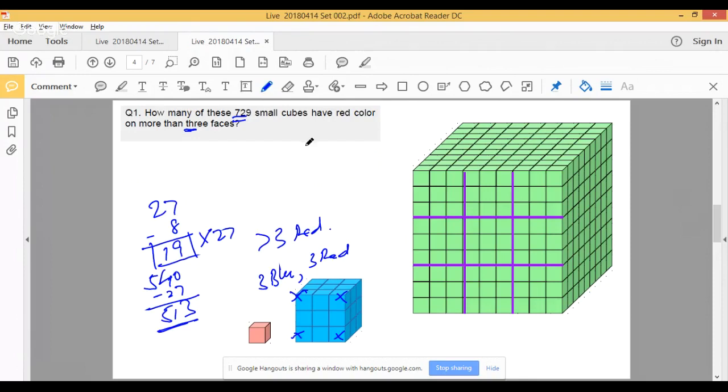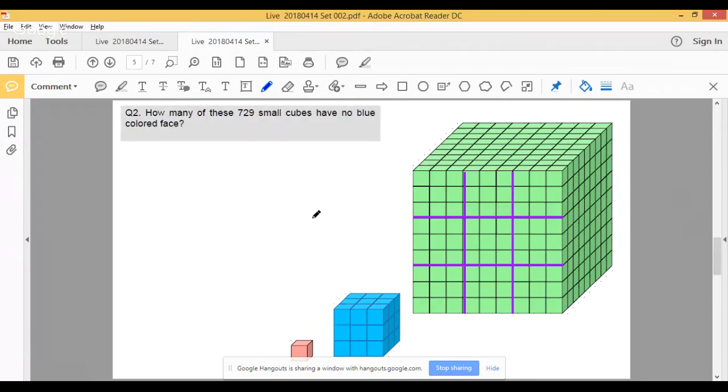Right? So only the cubes which are lost are the ones on the corner. Right? Everything else will have more than 3 red surfaces. Right? So we can calculate them straight away. Let's go to the next one.